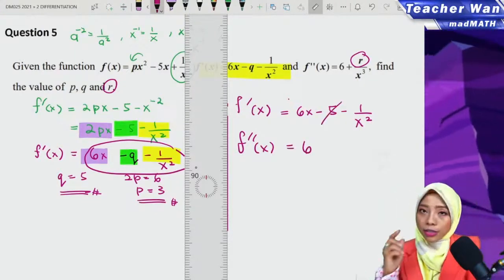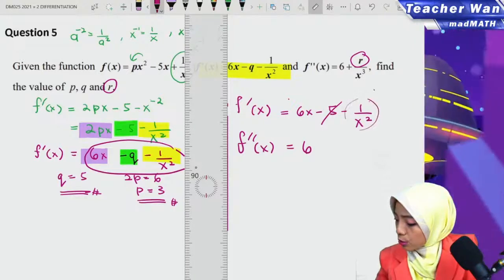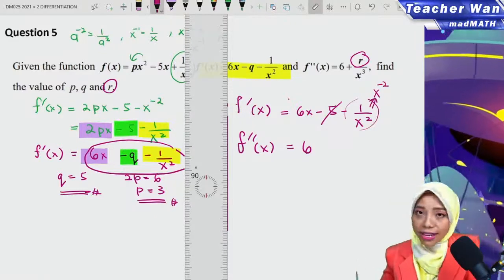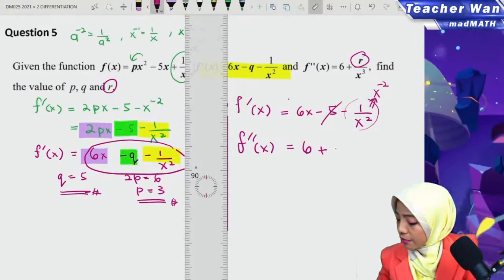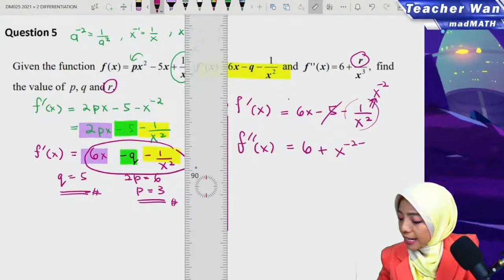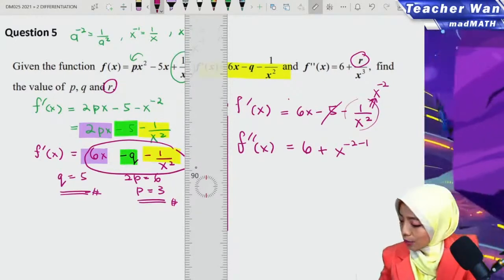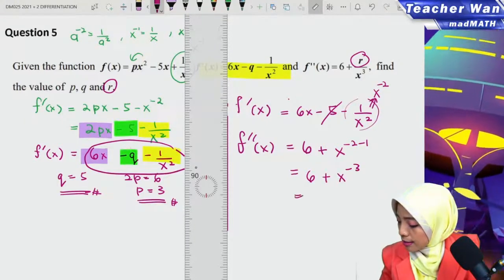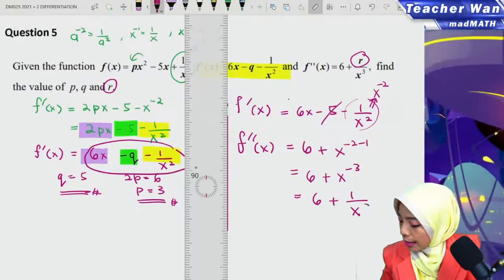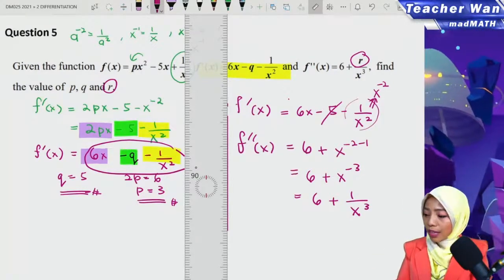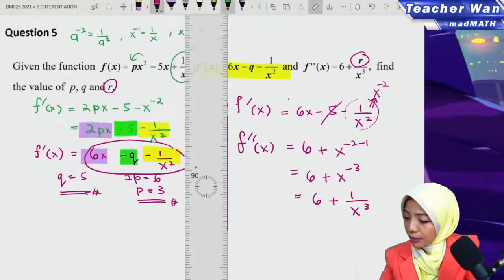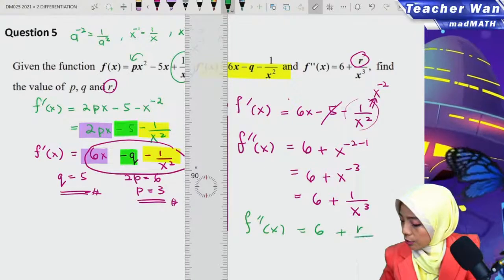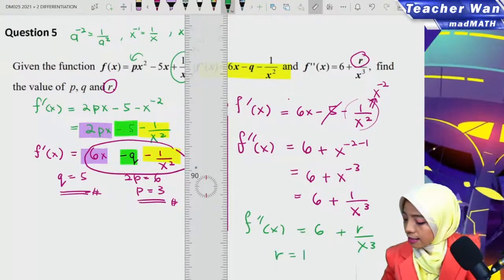This is a constant, so 0. This is equivalent to x to the power of negative 2, right? So negative, negative, positive. Positive, x to the power of negative 2 minus 1. So this is 6 plus x to the power of negative 3. So this is 6 plus 1 over x cubed. So we compare with this f double prime. f double prime x equals to 6 plus r over x cubed. So basically r is 1.